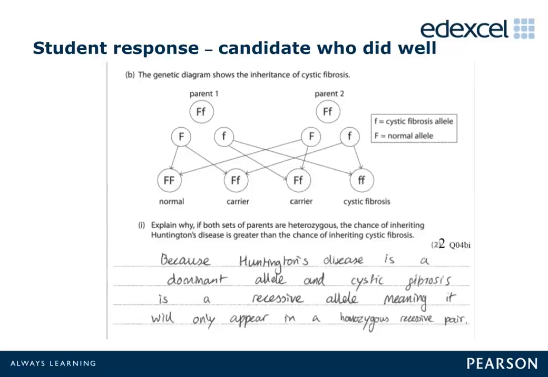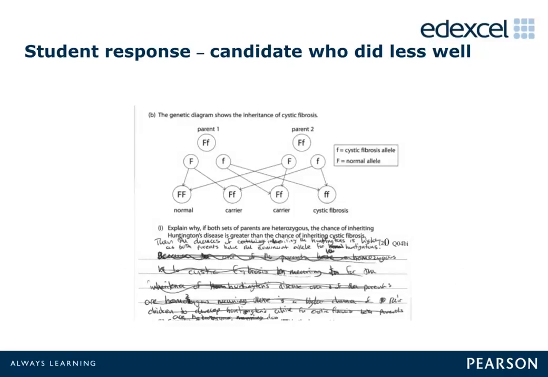In this case, the candidate correctly described homozygous recessive inheritance, which also answers the question. This candidate did not answer the question about cystic fibrosis, but referred back to Huntington's disease from the previous question. As the crossed-out work had been replaced, this is not marked.